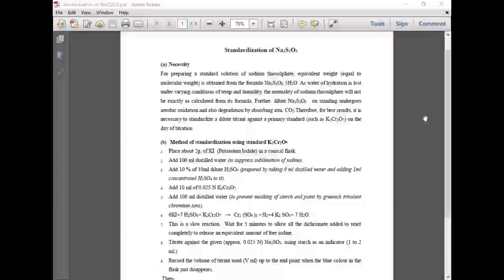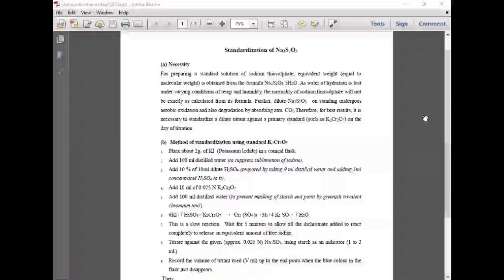Also, the prepared sodium thiosulfate undergoes continuous aerobic oxidation, and degradation also happens because of the absorption of atmospheric CO2. So the normality is going to change. For the best results, we are going to determine the normality of sodium thiosulfate at the time of titration itself. This process is called the standardization of sodium thiosulfate.